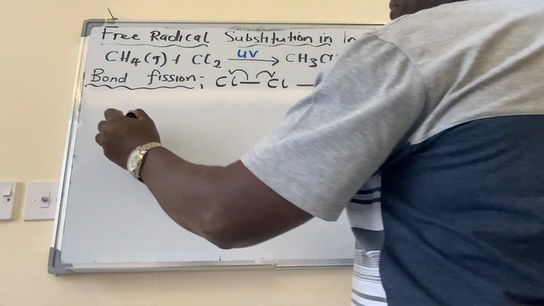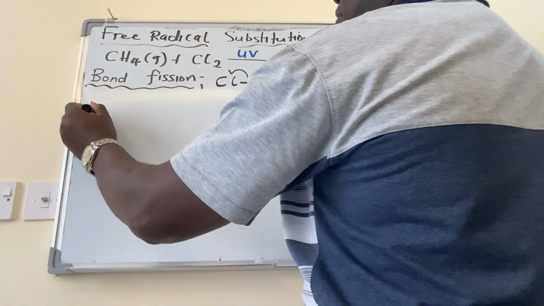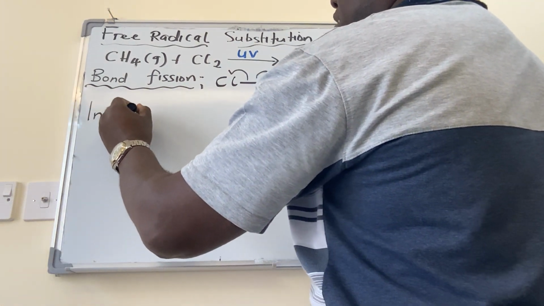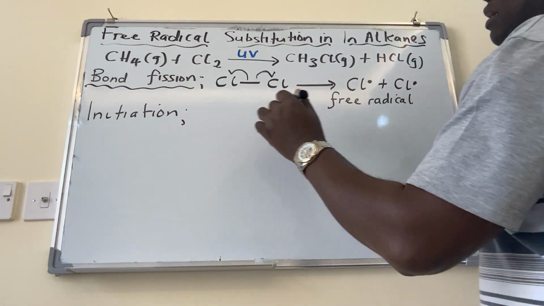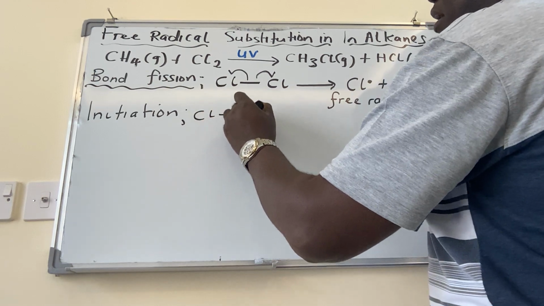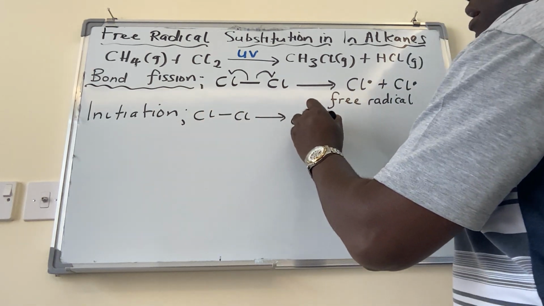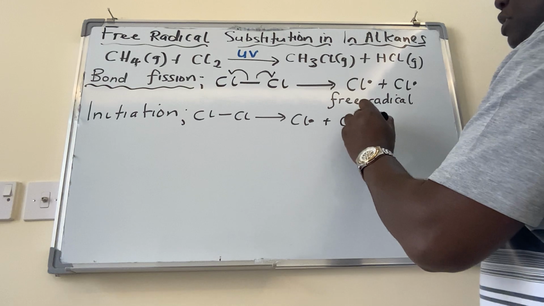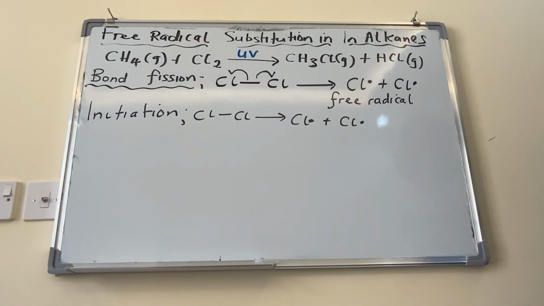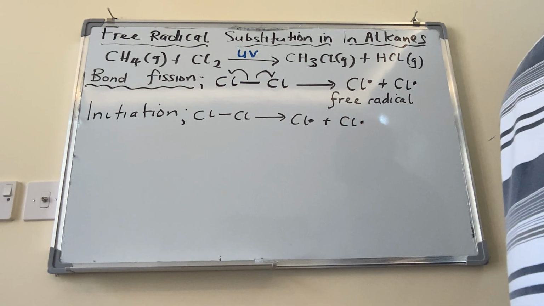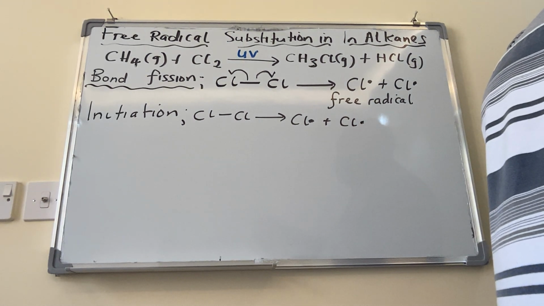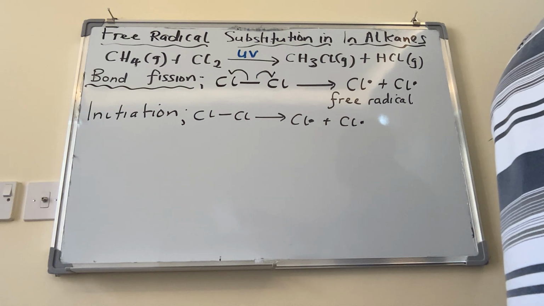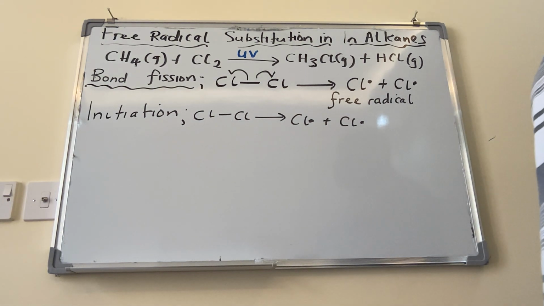So our process here is divided into the following stages. We have what we call the initiation, which is actually what we have written here. You start off with your chlorine, and then you go on to the formation of your chlorine free radicals. Once you have chlorine free radicals, you can have what we call step number one. The availability of chlorine free radicals is going to cause the reaction to start to happen.